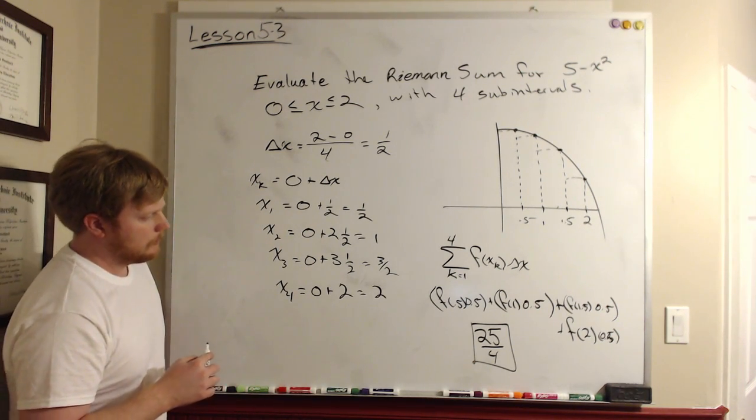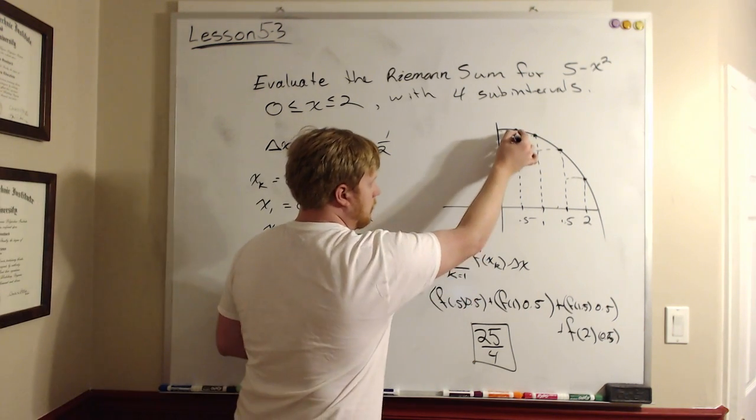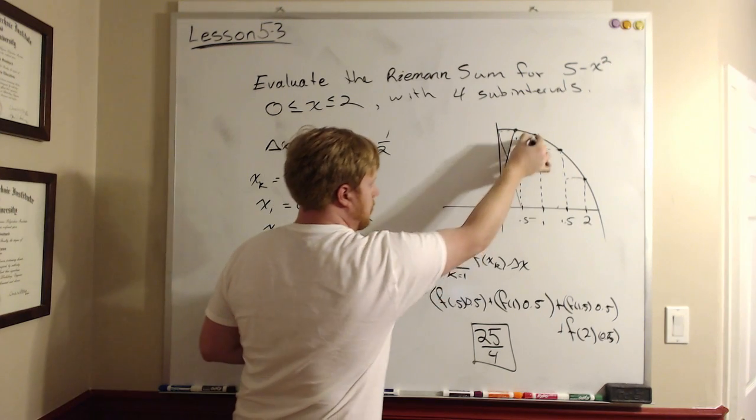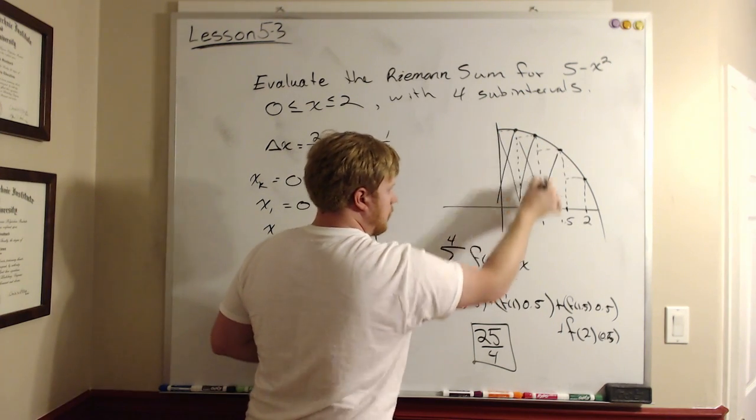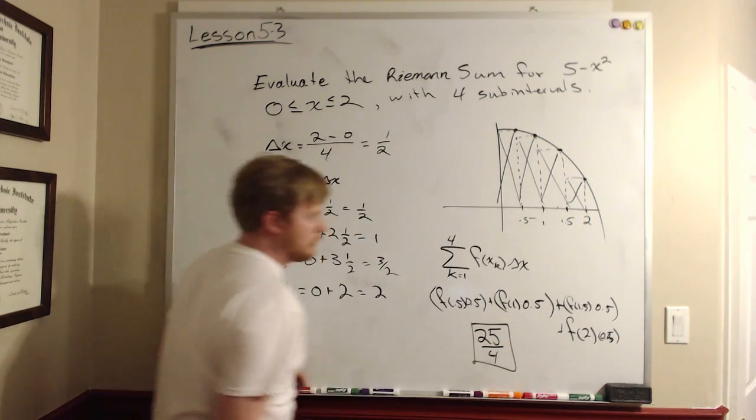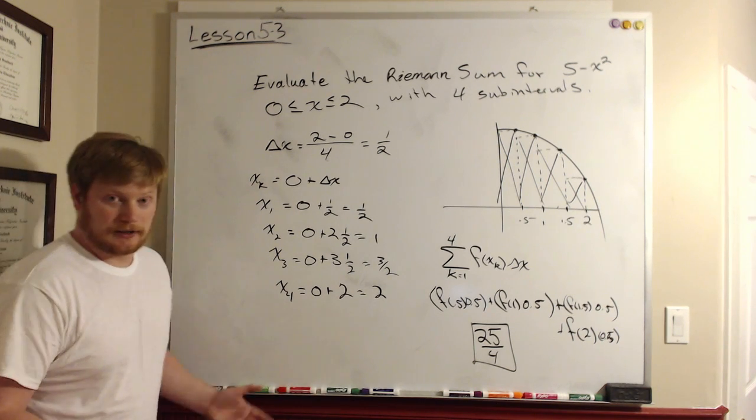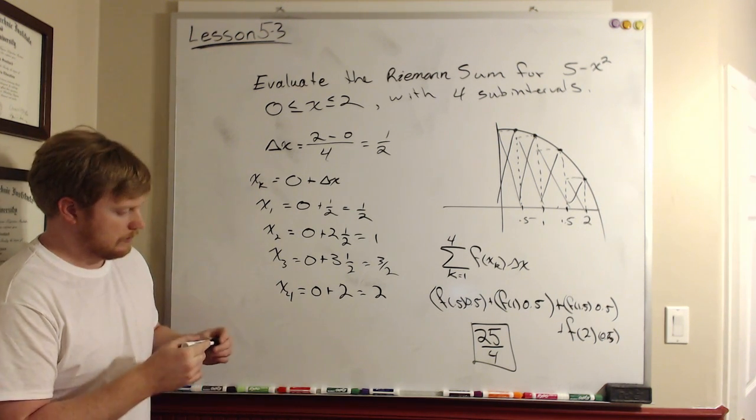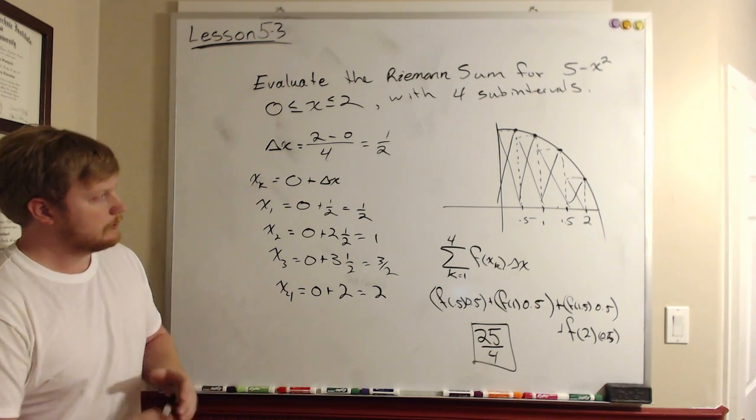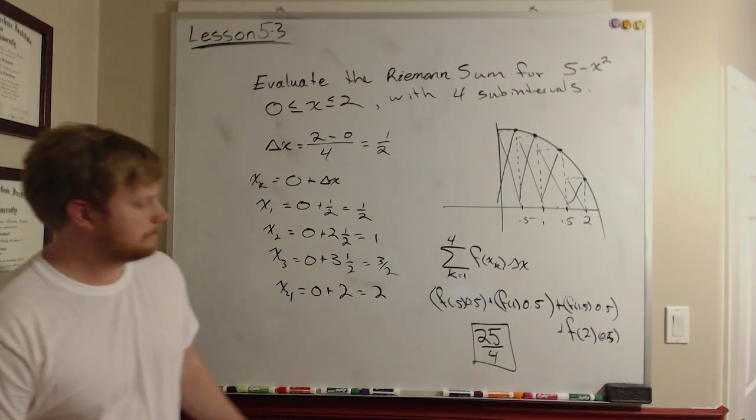Very nice. Now all I've done is take these rectangles and use the analytical geometry to add the areas. And that's called a Riemann sum.